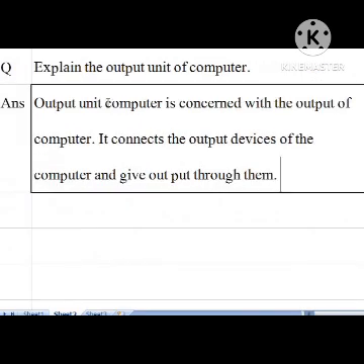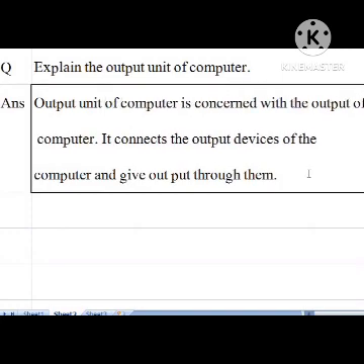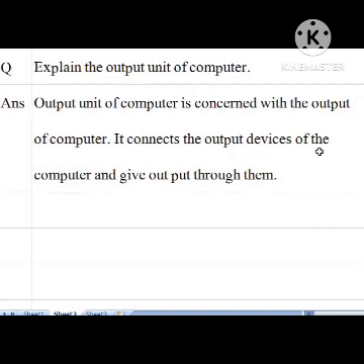Explain the output unit of computer. Output unit of computer is concerned with the output of computer. It connects the output devices of the computer and gives output.